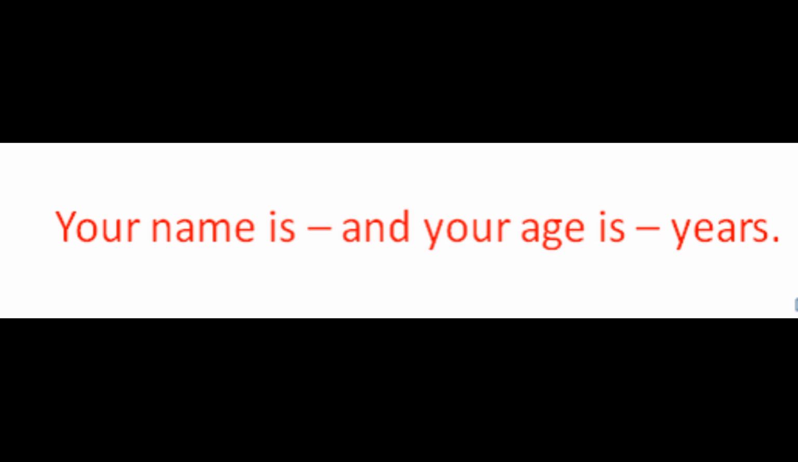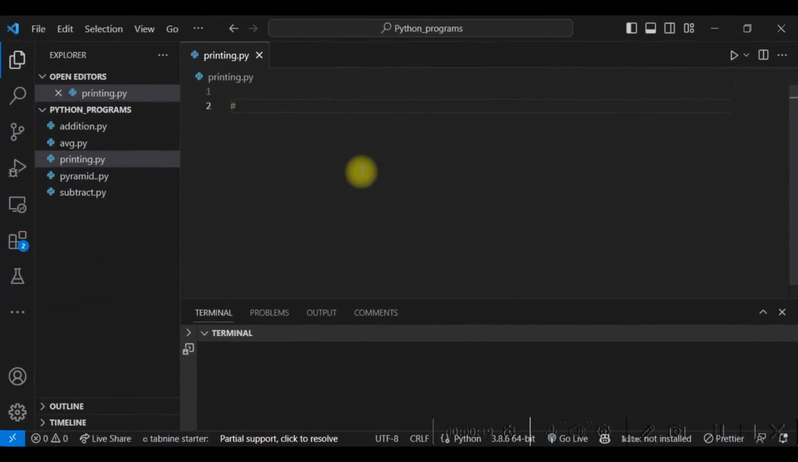So here we'll fill in the blanks for name and age by asking the user for his or her name and age. To get started, we'll create a simple program that prompts the user to enter their name and age. Then, using the concatenation operator, which is nothing but a plus sign, we'll print a sentence that combines the name and age together. Let's break down the program step by step.